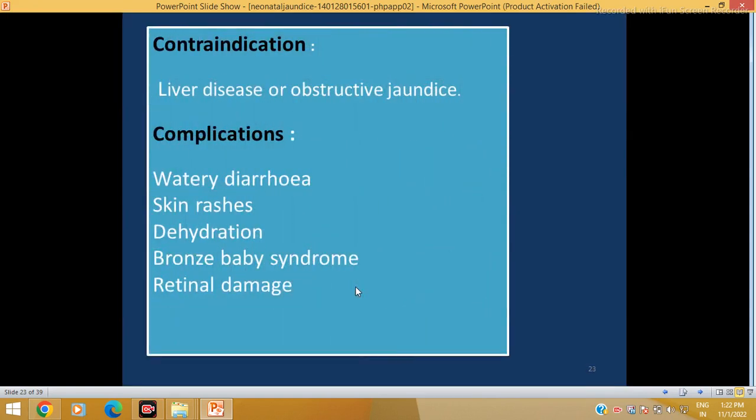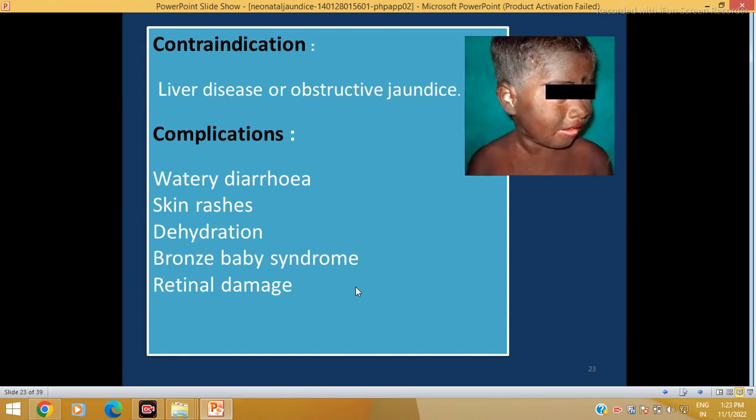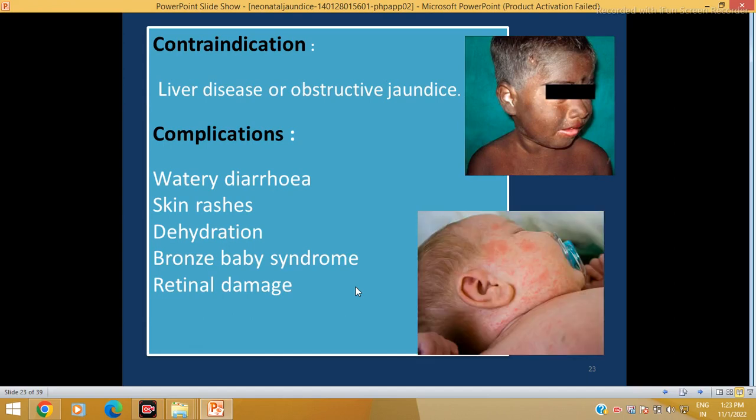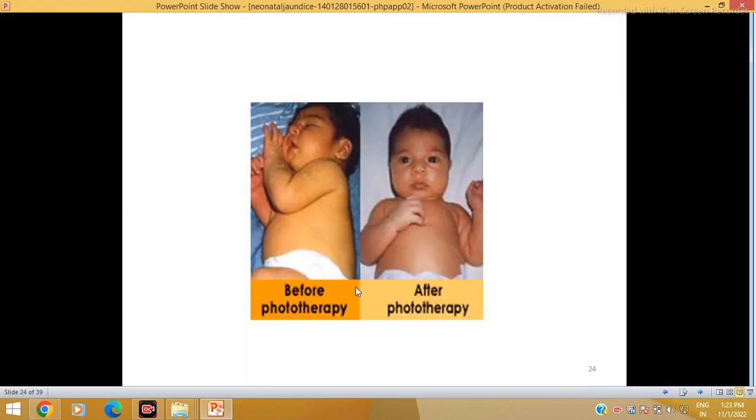Then what are the contraindications? Liver disease or obstructive jaundice. These are the contraindications of phototherapy, and the complications are watery diarrhea, skin rashes, dehydration, bronze baby syndrome, and retinal detachment. These are the complications of prolonged phototherapy. See, before therapy the baby's yellow color is easily visible, and post phototherapy you see the difference in the skin color.